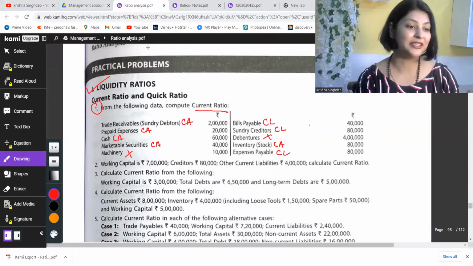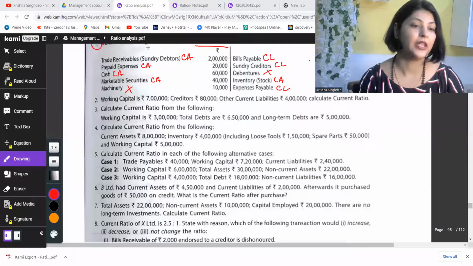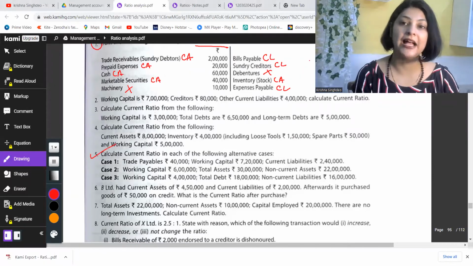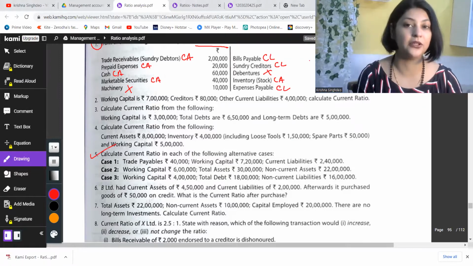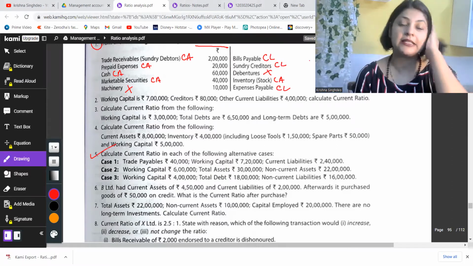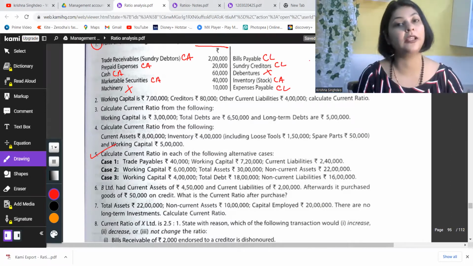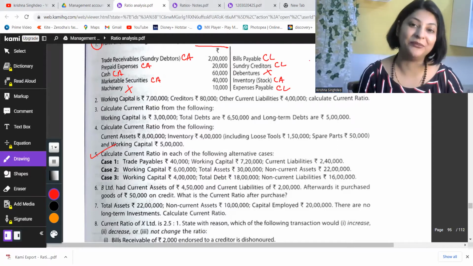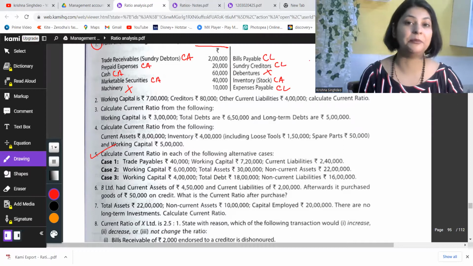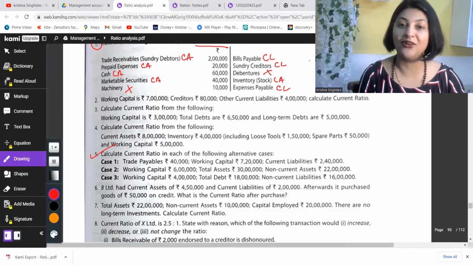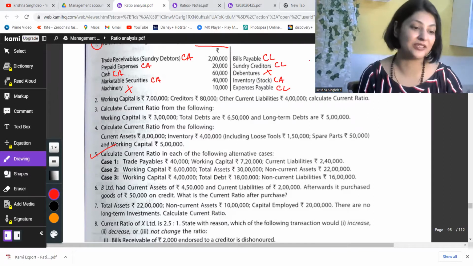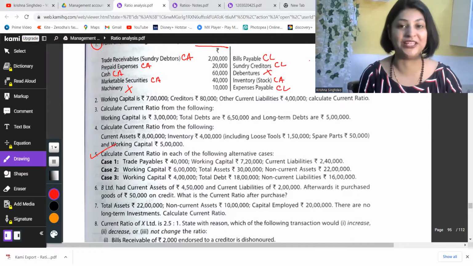So we are moving to the next question, which is question number 5. Under question number 5, they've given you 3 cases and there is application of working capital also. If you remember, in the last class we had discussed the formula for calculating working capital. Working capital is the excess of current assets over current liabilities. So the formula of working capital is CA minus CL, or current assets minus current liabilities. Here in this question, they have given you 3 cases, and under these 3 cases, you are supposed to calculate the current ratio in each case.